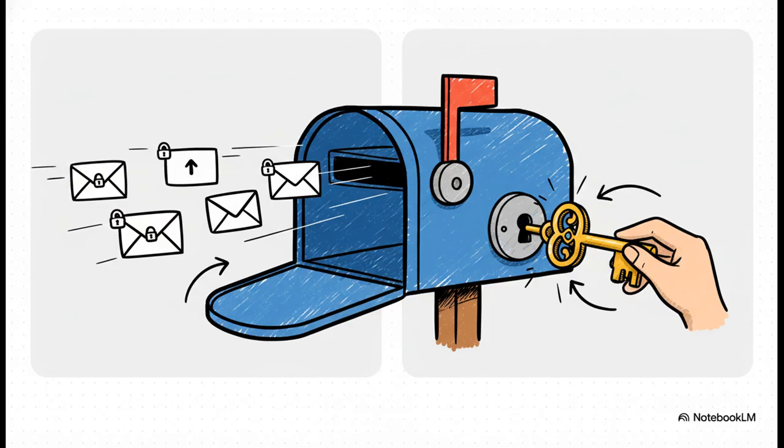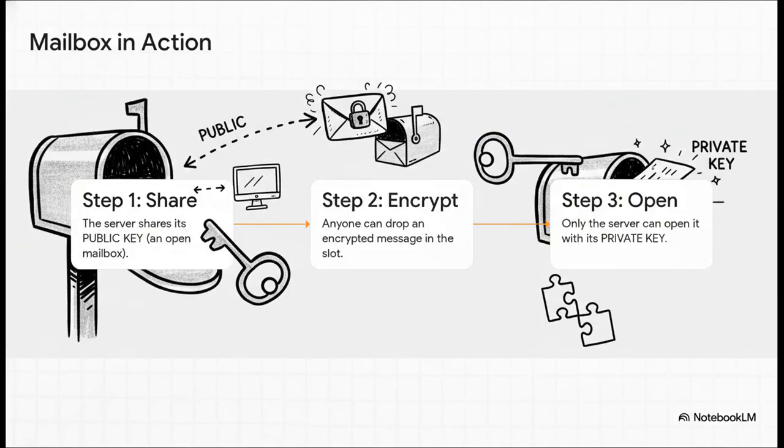It is top secret. So here's how that works in practice. Step 1. A server shares its public key with you. It's basically telling you, hey, here's my open mailbox. Step 2. Your computer takes a secret message, locks it up using that public key, and drops it right into the mail slot. And now for the magic part. Once that message is inside, the only thing that can open it is the server's private key. No one else can get in. And just like that, puzzle solved.